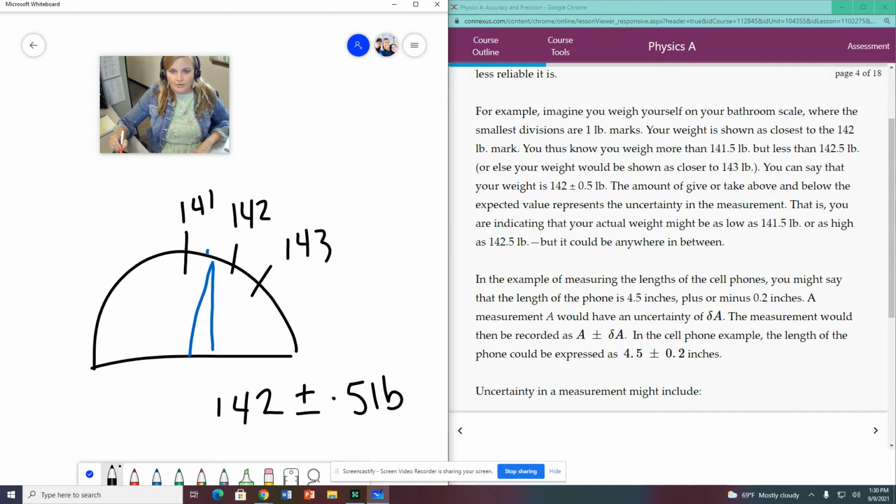Unless I'm misunderstanding it, right. So yours is close to that 142 mark.